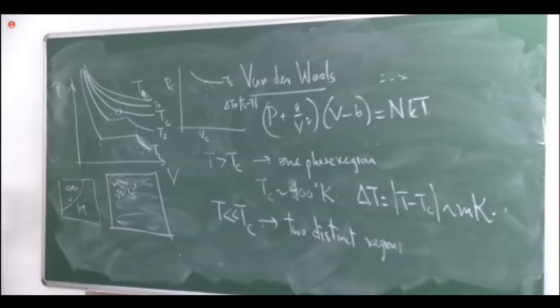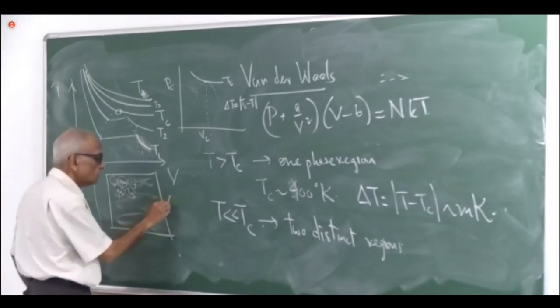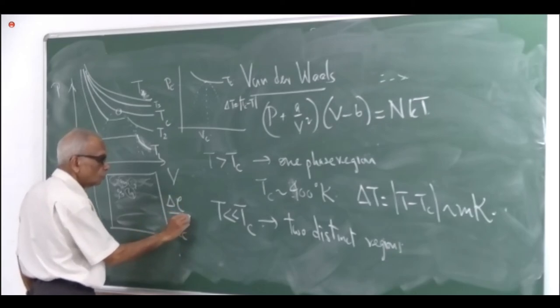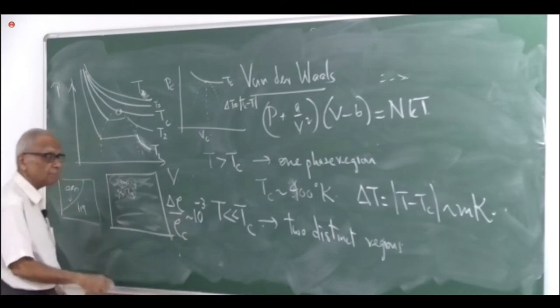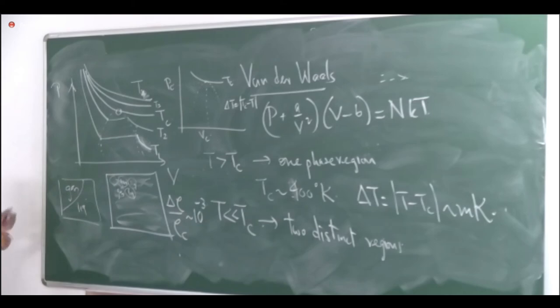So gas liquid coexistence, you look at some part of your container is a gas, other part liquid, and you have these coexisting phases. But over here, it is hardly possible to tell the difference between them. The density difference is very small. Delta rho over rho is, let's say, of the order of 10 to the power minus 3. That is the kind of difference one is talking about.